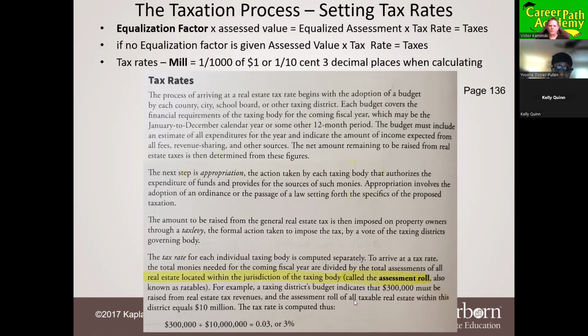But here's where you would have highlighted the assessment roll in the book. Finally, they get to that. It's all disjointed and far away from where the rateable is listed. But page 136, real estate taxes located within a jurisdiction of a taxing body are called an assessment roll.